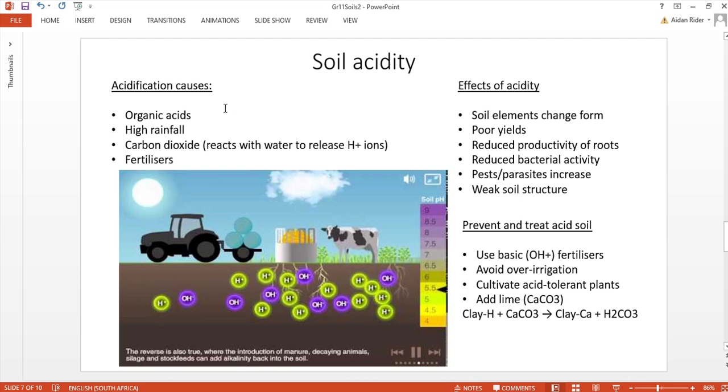Then there is carbon dioxide in the soil, if you remember. It reacts with water and releases hydrogen ions. As soon as that happens, more hydrogen ions are in the soil and it becomes more acidic. Then lastly, fertilizers. If more acidic fertilizers are put inside the soil, it will increase the acidity. Ammonium sulfate is a good example of that type of fertilizer.